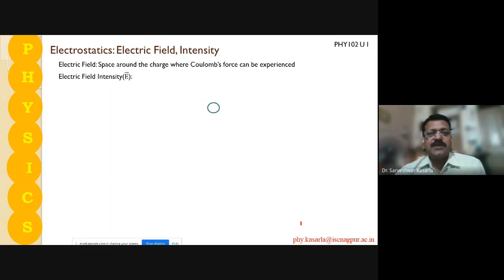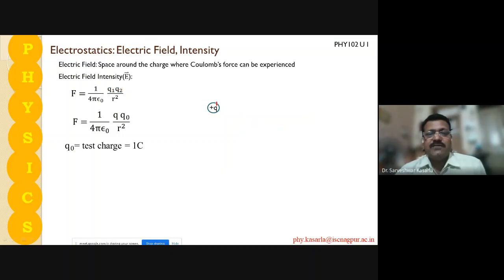Electric field is the space around the charge where Coulomb's force can be experienced. If there is a charge Q placed somewhere in space, then the force acting on charge Q0 will be given like this. Q0 is a test charge. So this is the force acting on Q0 by charge Q, because this is Coulomb's law that we have already stated.